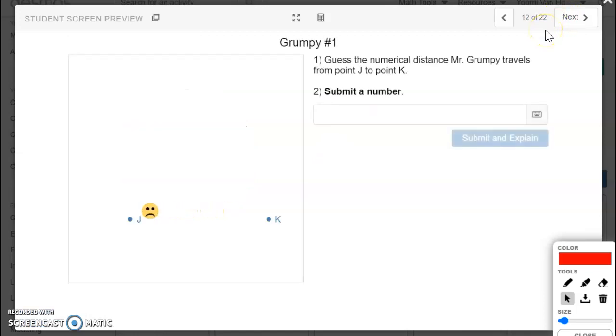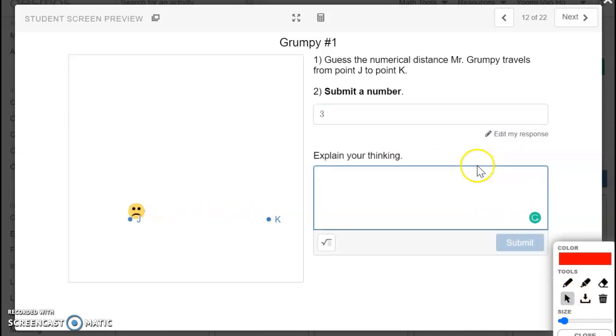Okay, so now guess the numeric distance Mr. Grumpy travels from point J to K. What do you think? I don't know. So this is just going to be a wild guess. Maybe it's 3, maybe it's 5, maybe it's 25. I don't know. And you can explain. Well, I really don't know because there is no reference as to what that length is.